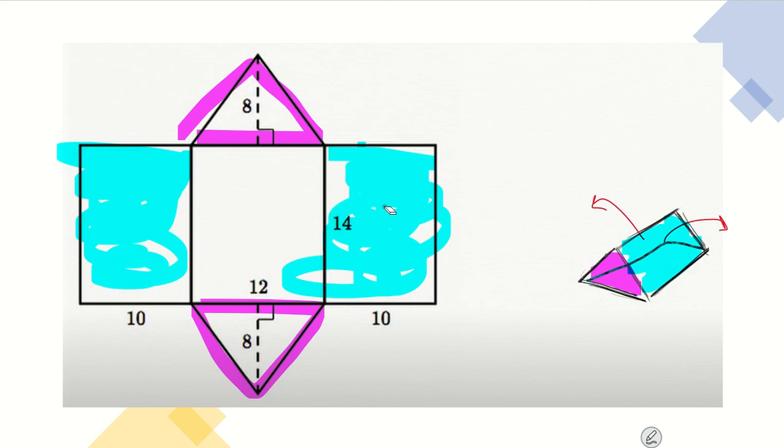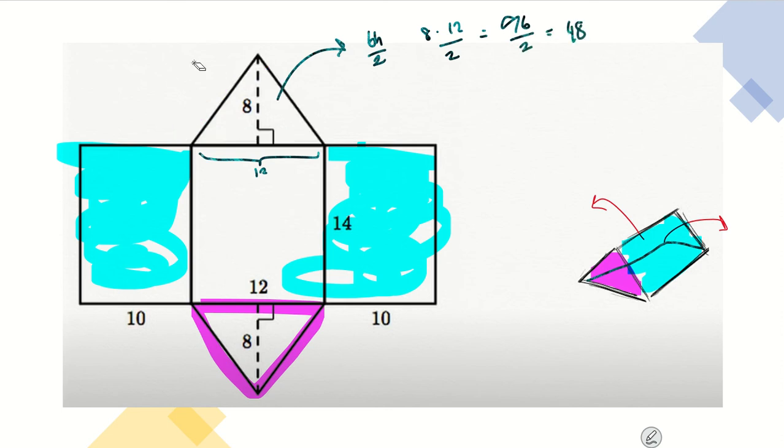Okay, so let's find the area of the individual faces. So triangle formula is base times height divided by 2. We have a dotted line height. Well, what is the base? That would be that 12. So 8 times 12 divided by 2. 8 times 12 is 96. 96 divided by 2 is 48. So the area of this triangular face right here is 48.